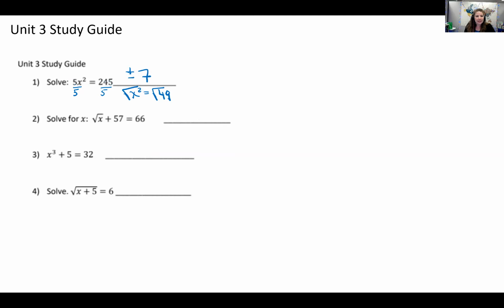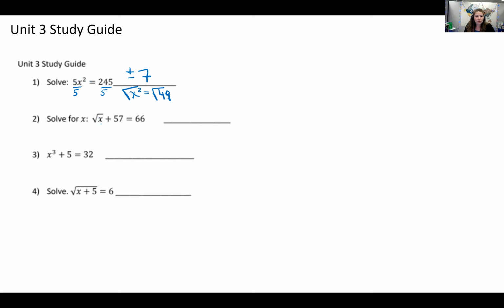If you plug in positive 7, 7 squared is 49. 49 times 5 is 245. That works. If you plug in negative 7 for x, negative 7 squared is positive 49, and positive 49 times 5 is 245. So both of those answers work.